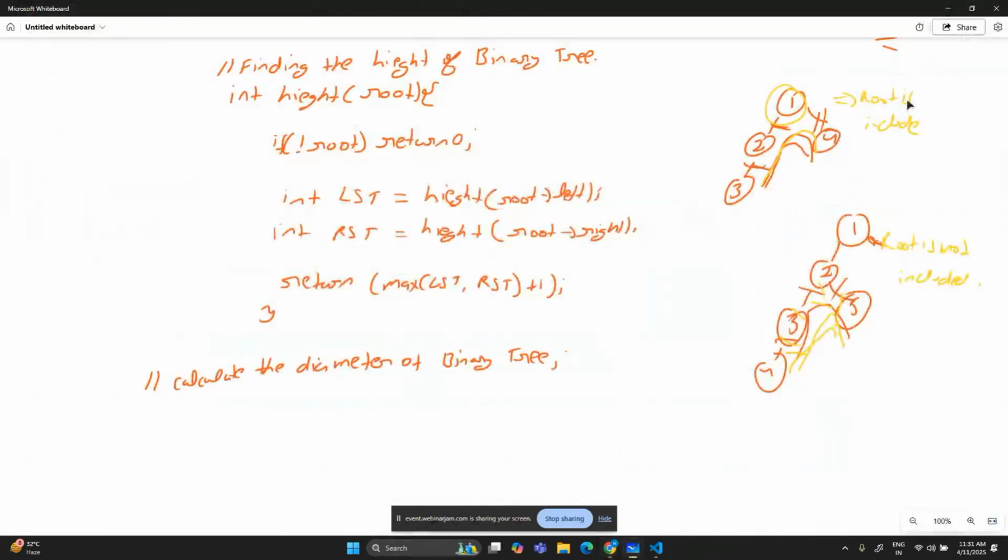Guys, do you need this code or not, right? Yes or no, at least something.